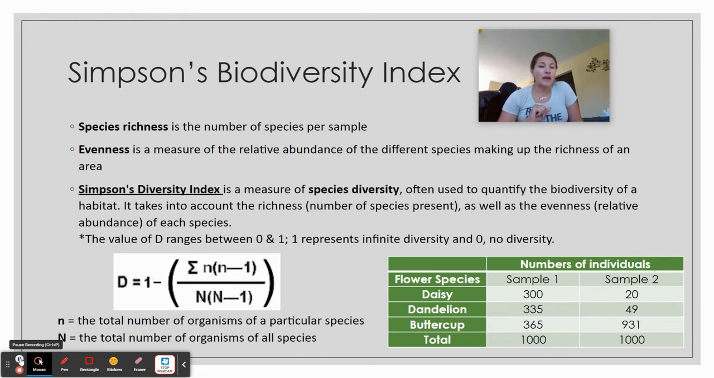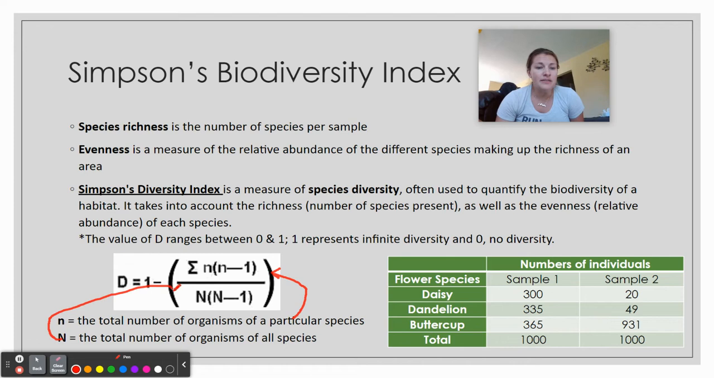So down below, this is what everything is. So we have, get my little pen here. This lowercase n here is going to be the number of organisms of a particular species. And the big N down below is going to be the total number of organisms of all species. So up above, we have that sum symbol. So it's a bunch of stuff that we need to add up. And then we divide that, and then we take 1 minus that number to get our biodiversity index. So we're going to do a practice problem.